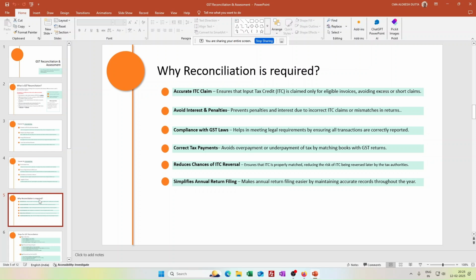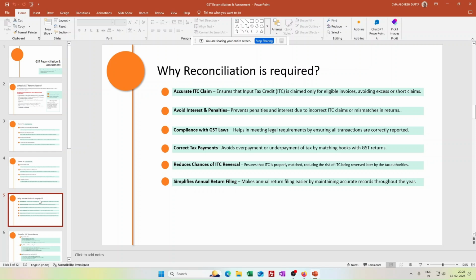It is a very important aspect of the GST Act. If you fail to reconcile and a mistake is found in the latter part, you will have a problem. So first, accurate ITC claim. For claiming ITC accurately, you have to reconcile. Avoid interest and penalties. If you wrongly claim, you have to face the interest and penalties.